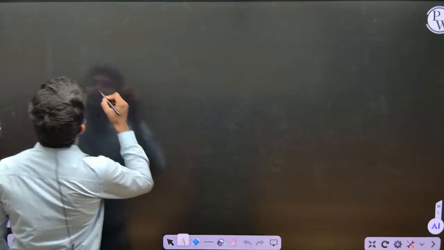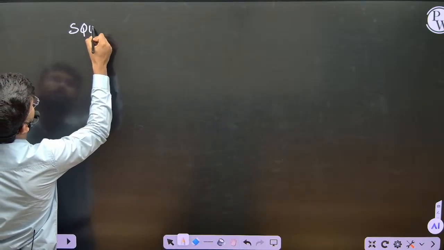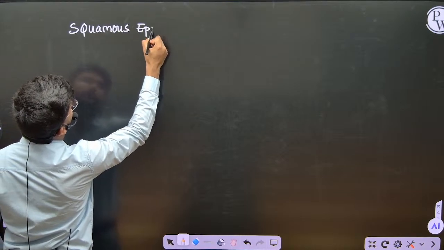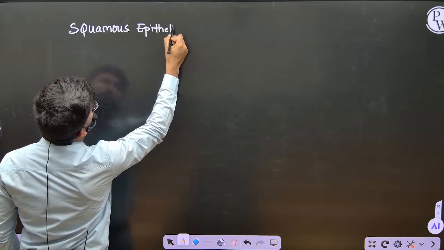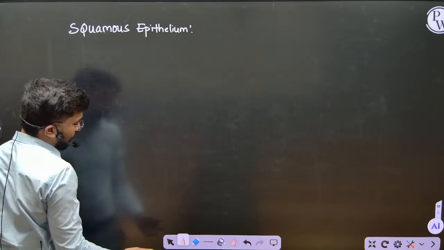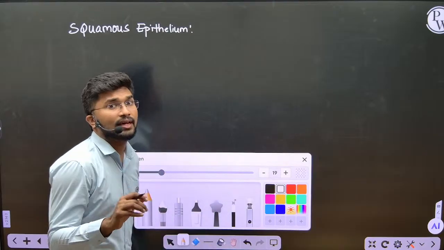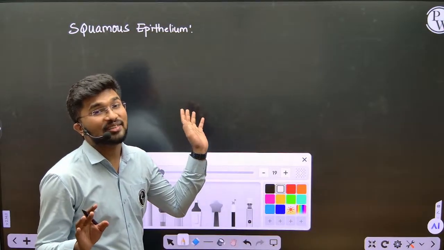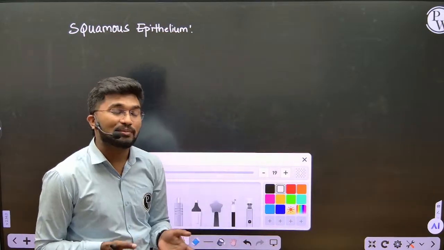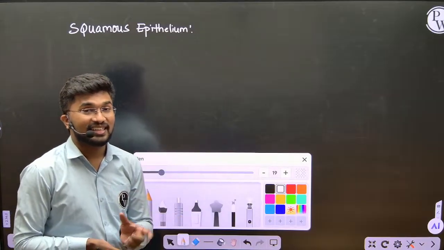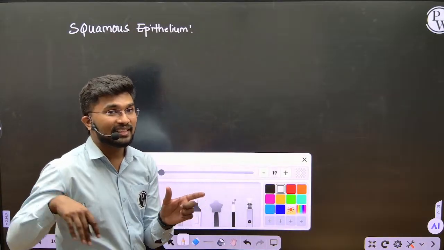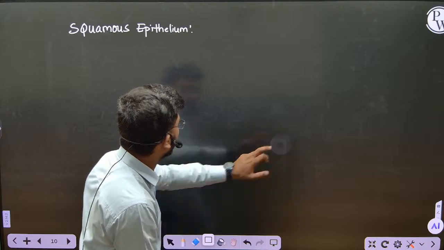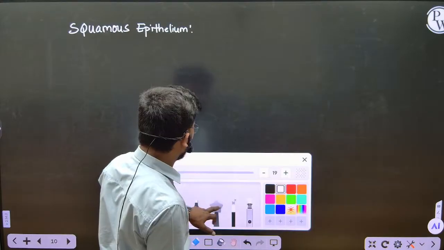This is squamous epithelium. In examination, they can use this term. Sometimes they will give the terms and they will ask the examples of that. They won't directly ask you, what are the examples of squamous epithelium. There is a possibility they can ask a definition and they can ask the example. Instead of asking the name, they can ask the definition. So let us have a look on that also.